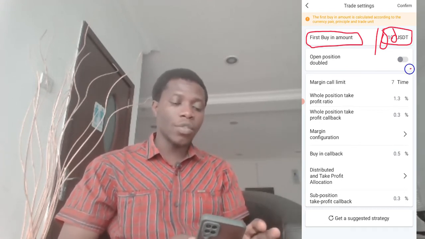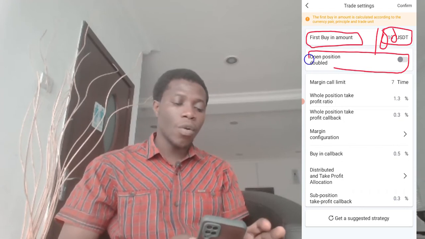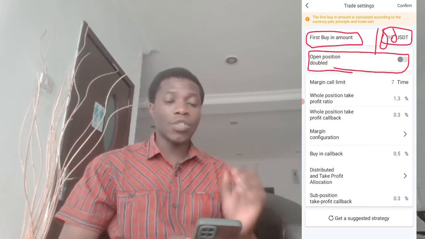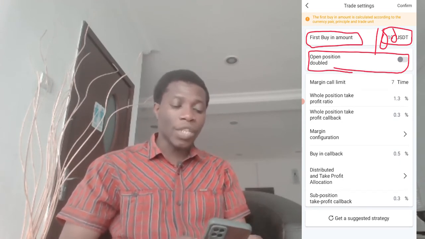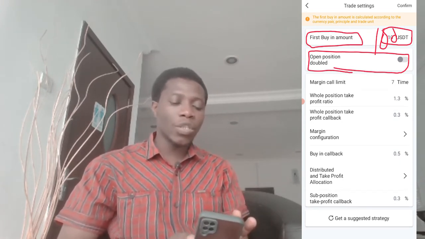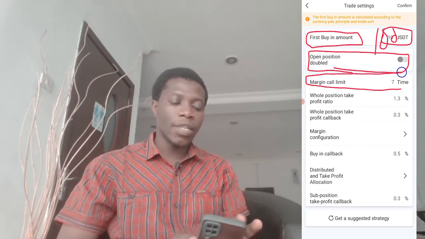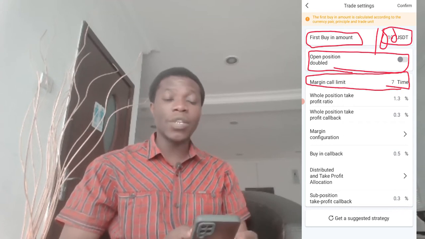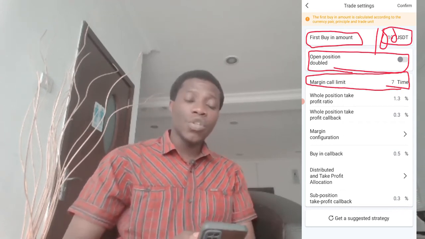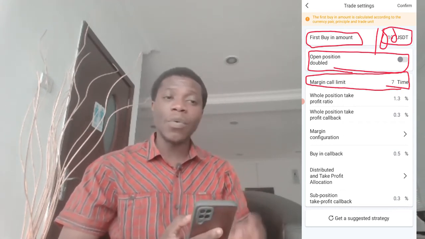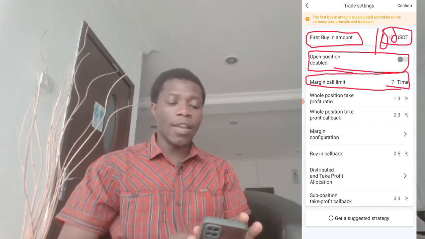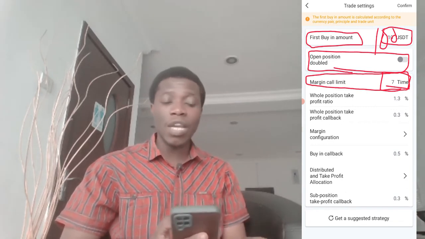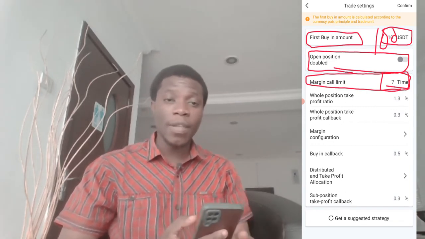Now this one that says open position doubled, just leave it the way it is. Then let's go on to the next one that says margin call limit. Let me explain this. This margin call limit simply means how many times do I want the bot to trade for me? The default is 7. So I can change it to 3 times, 2 times, 1 time, depending on the coin.